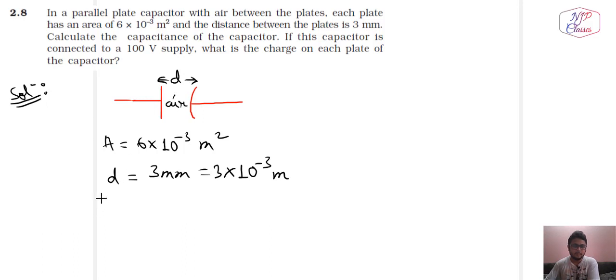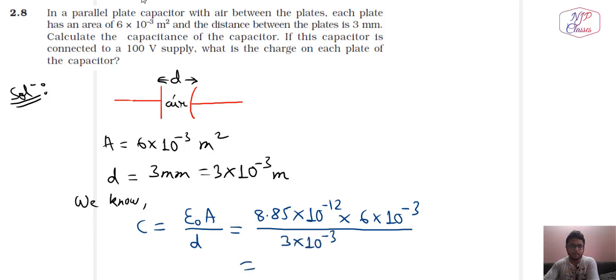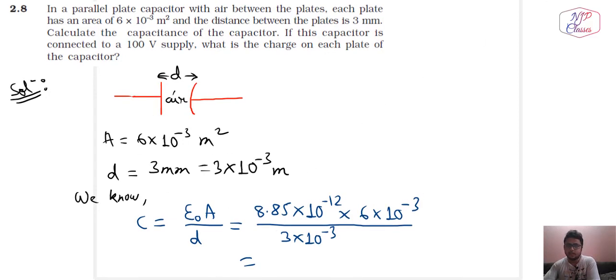Now we know C is equal to epsilon naught A by d. The value of epsilon naught is 8.85 into 10 to the power minus 12, into area 6 into 10 to the power minus 3, divided by distance 3 into 10 to the power minus 3. If you calculate, you will get the result 1.77 into 10 to the power minus 11, which means 17.7 picofarad, which is equivalent to almost 18 picofarad.